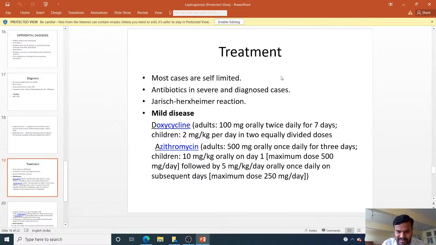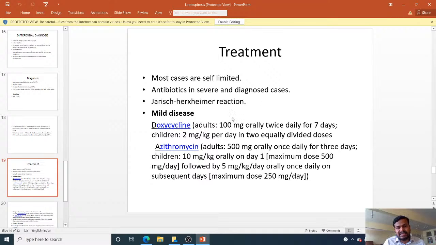So what happens here is, immediately after the usage of antibiotics in patients with diagnosed leptospirosis, due to the immediate breakdown of the leptospira, these broken down products create a massive immune inflammatory response, and they release massive cytokines. The patient will have immediate fever, rigors, and hypotension kind of symptoms. So you should keep that in mind.